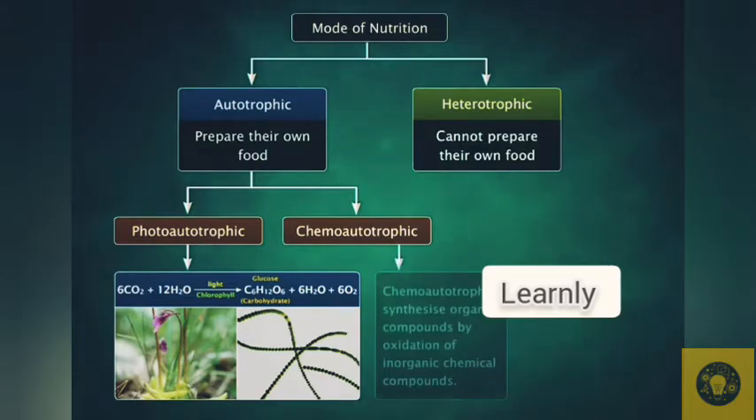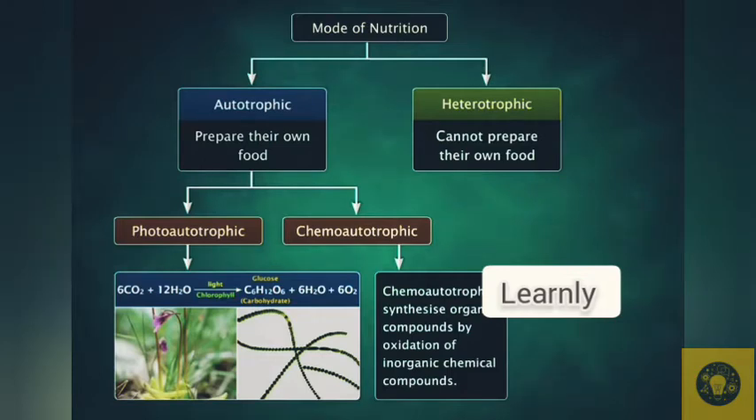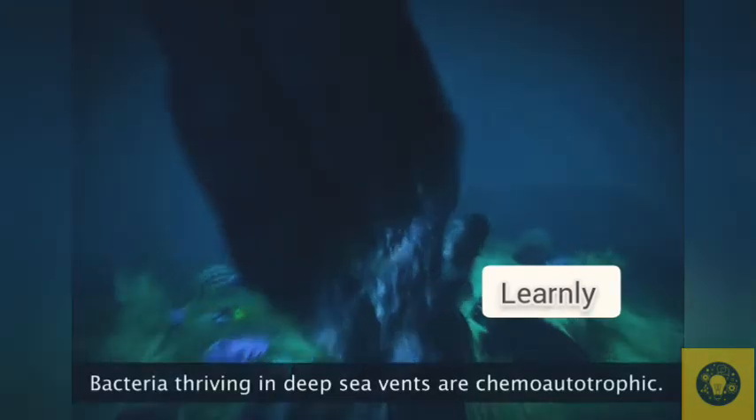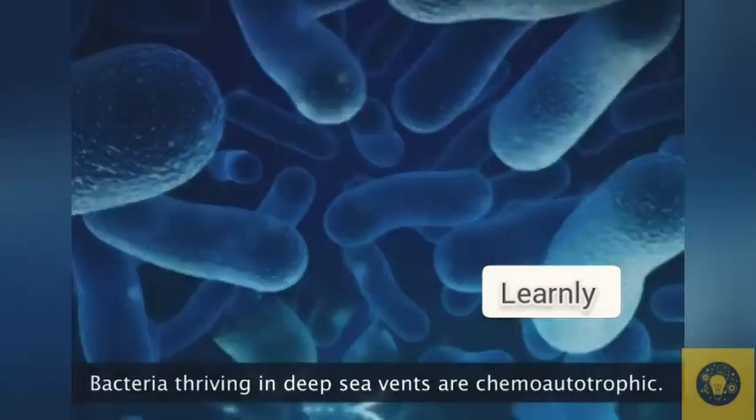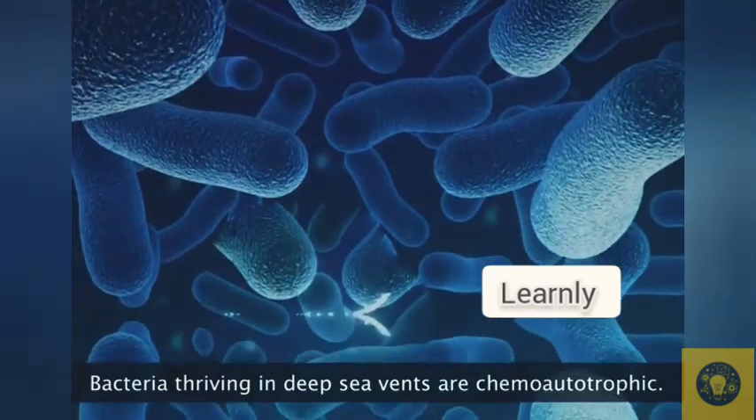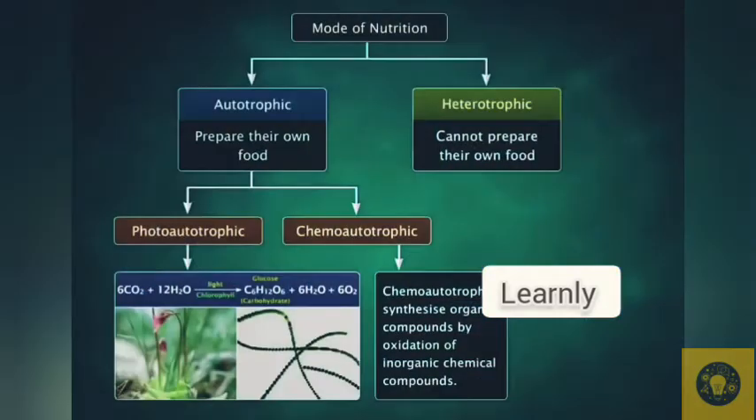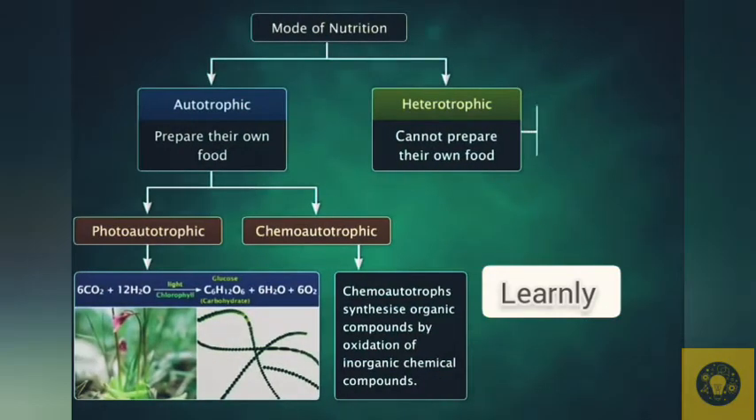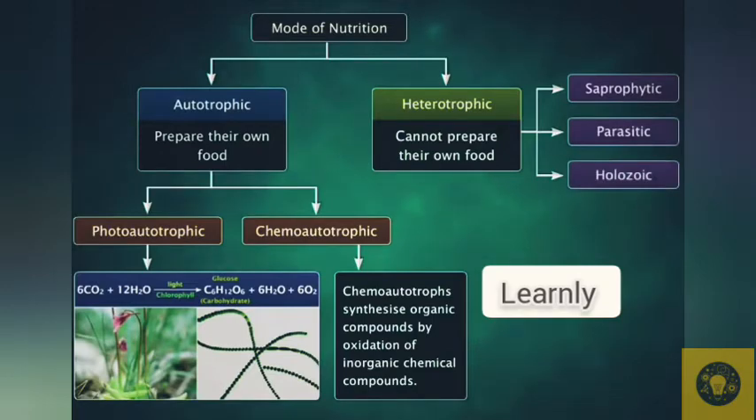On the other hand, chemoautotrophs synthesize organic material by oxidation of inorganic chemical compounds. An example of chemoautotrophs is the bacteria that thrive in the deep-sea hydrothermal vents. Heterotrophic organisms can be saprophytic, parasitic, and holozoic.